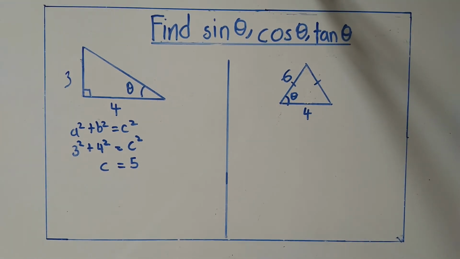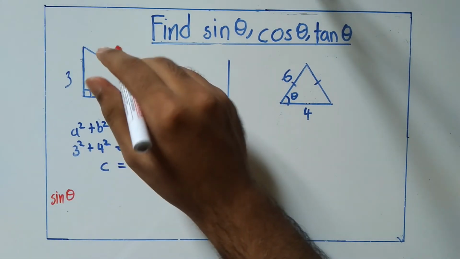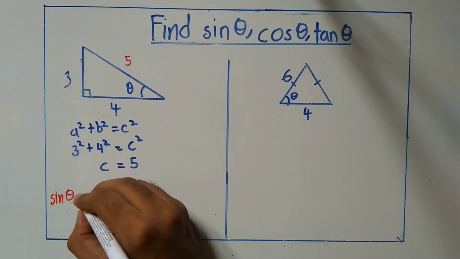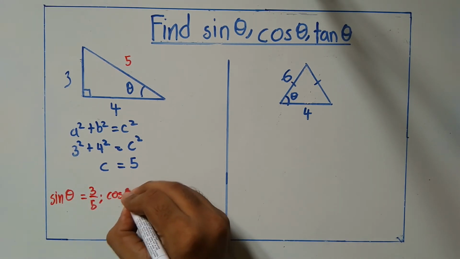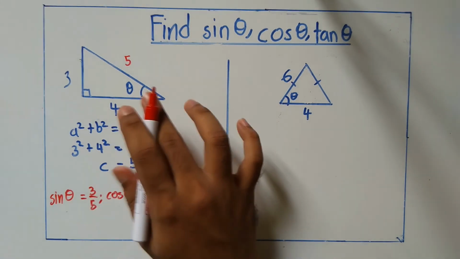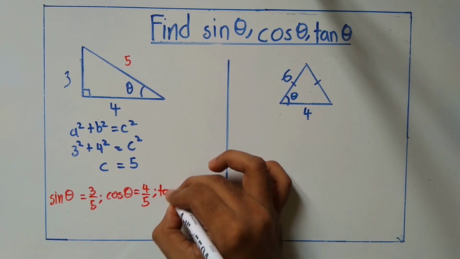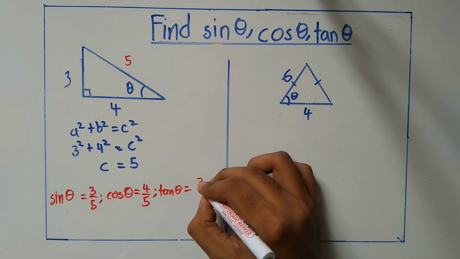After obtaining the values for all sides of the triangle, we can now calculate sine theta, cos theta, and tan theta. Sine theta is opposite over hypotenuse, which is 3 over 5. Cos theta is adjacent over hypotenuse, which is 4 over 5. Tan theta is opposite over adjacent, which is 3 over 4.